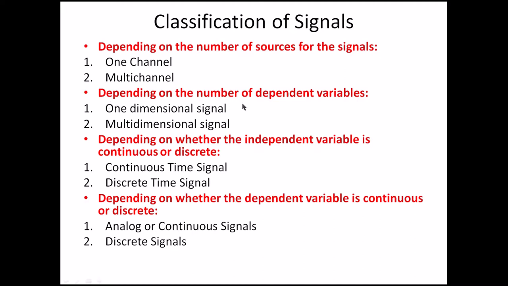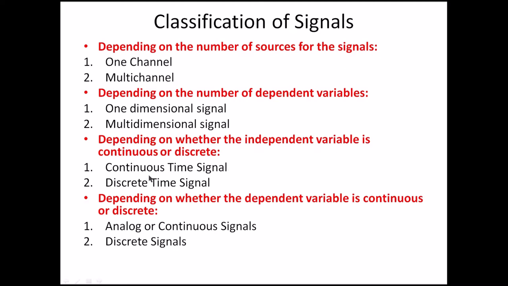Second is depending on the number of dependent variables. It is divided into two types, one-dimensional signal and multidimensional signal. Third one is depending on whether the independent variable is continuous or discrete. Remember, I said independent variable, or you can say the domain. Whether the domain is discrete or continuous, it is divided into two types, continuous time signal and discrete time signal.